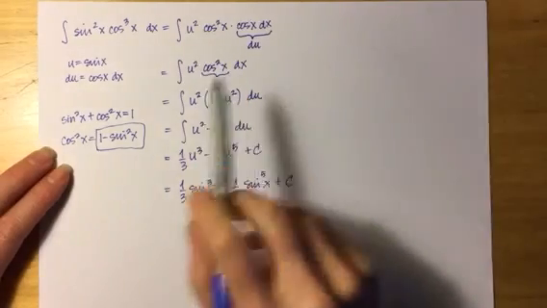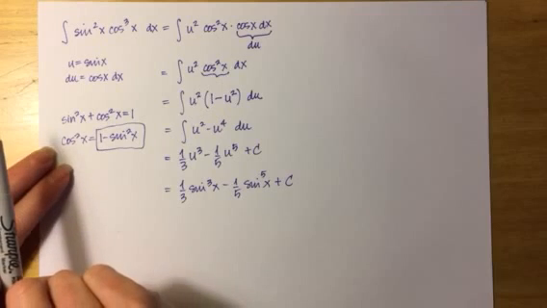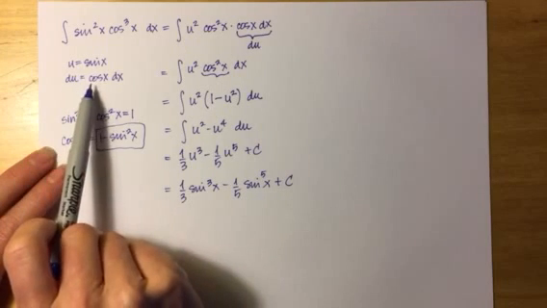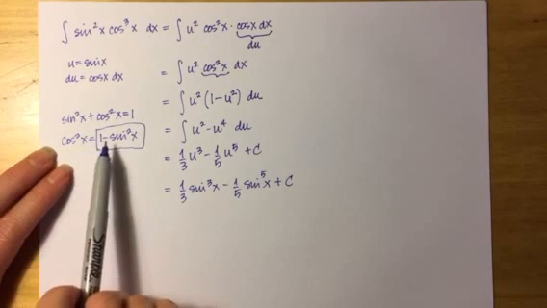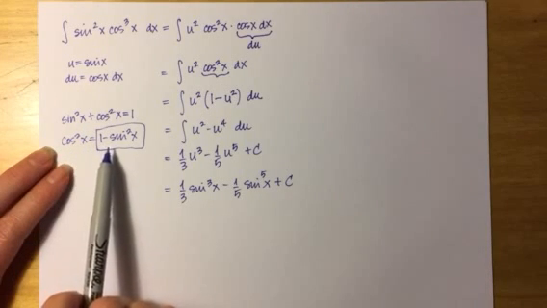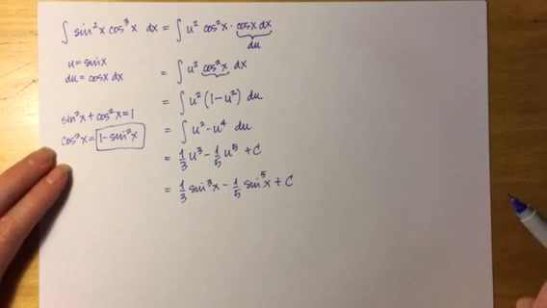You can do what I've done here anytime one of the powers is odd. What you do is save one of the cosines to use as the derivative and use the Pythagorean relationship between sine and cosine to convert all of the others. It's kind of fun.